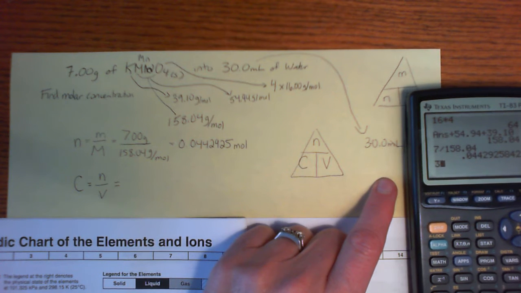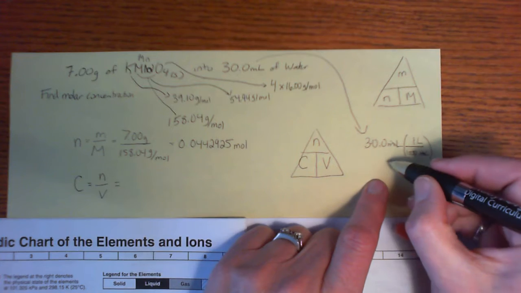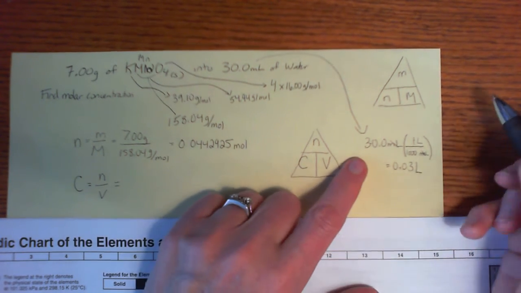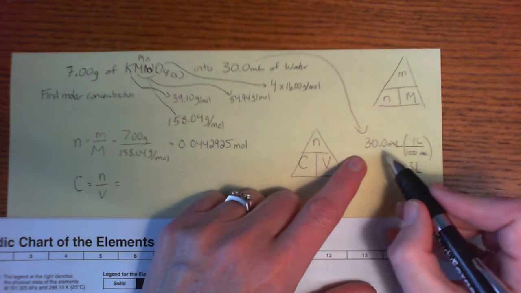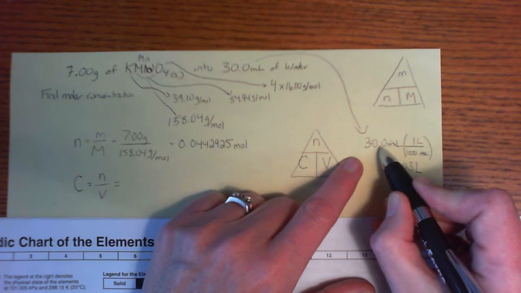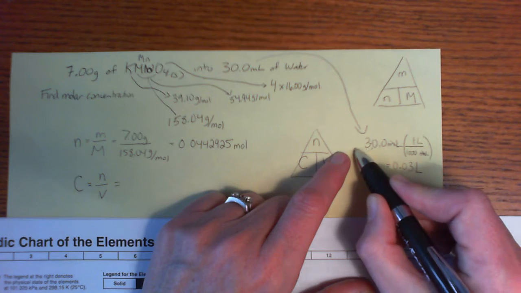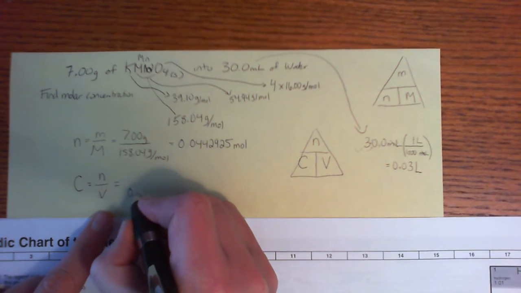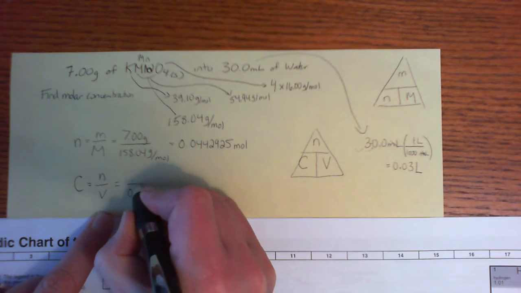So let's just do that here. 30 divided by 1,000 is 0.03 liters. Or if you get pretty comfortable at this, you could say 30 milliliters, I just have to divide by 1,000 to get to liters and just move the decimal over 3 places. All right, so there's our volume. 0.03 liters is our volume.